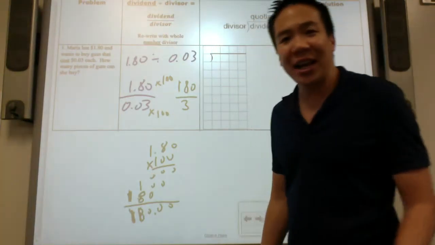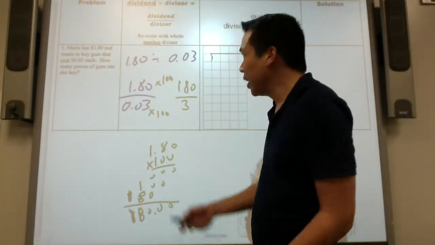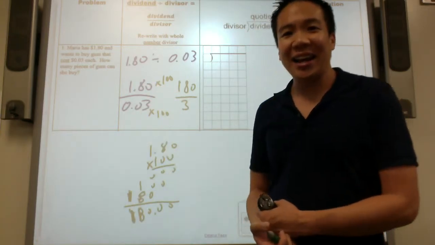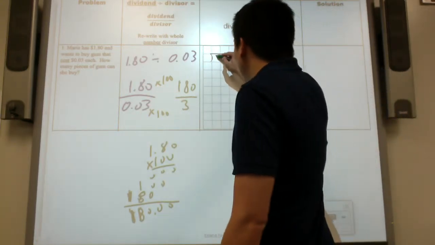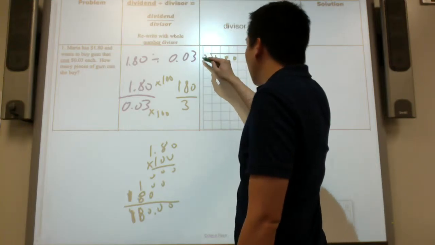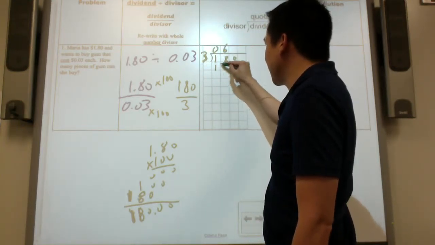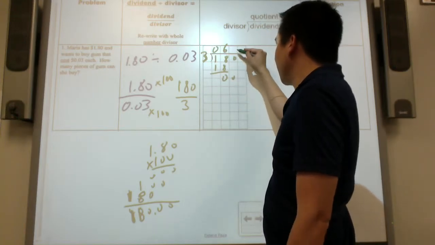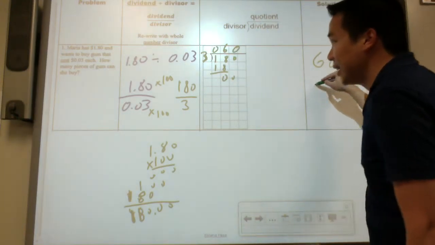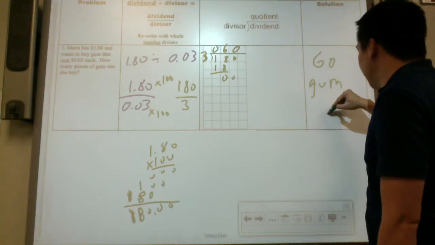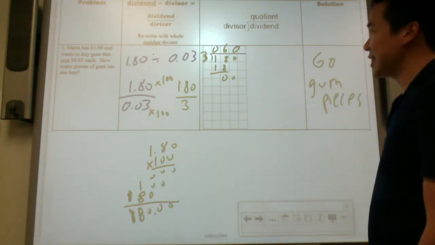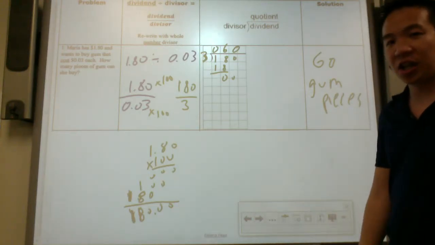Now can we divide 180 by 3? Is that familiar? Instead of doing 1 80/100ths divided by 3/100ths, it is 180 divided by 3. Groups of 3 go into 1 zero times, into 18 six times, and into 0 zero times. So 60 gum pieces. She can buy 60 gum pieces at 3 cents each, and it'll cost $1.80.